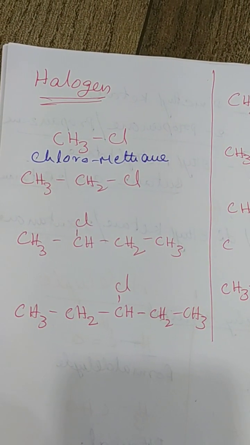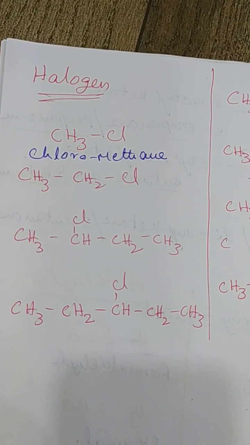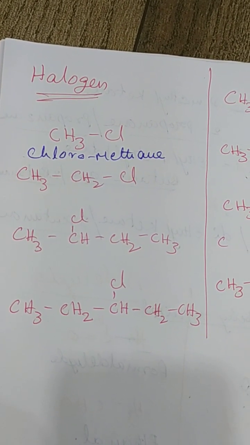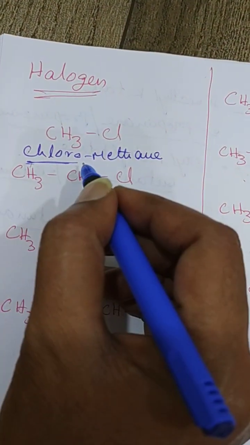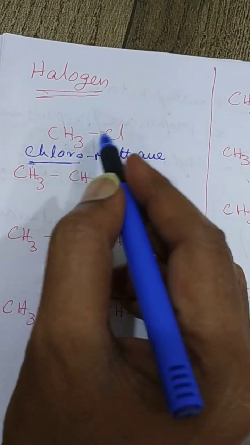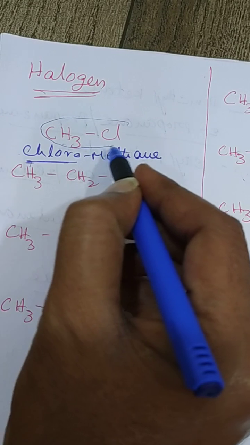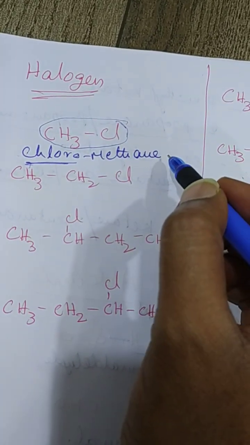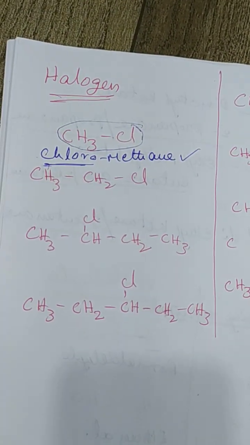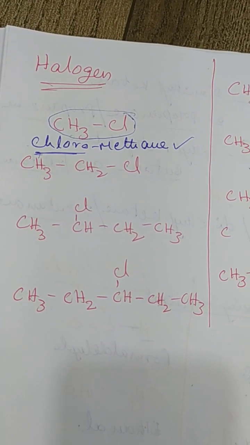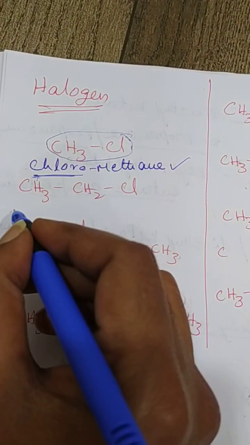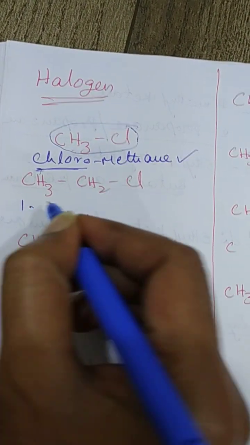Methyl chloride. But as I have told you already, chloro is the IUPAC name. So the IUPAC name of CH3Cl is chloromethane. Don't be confused. Chloromethane is right. Here is the second one.